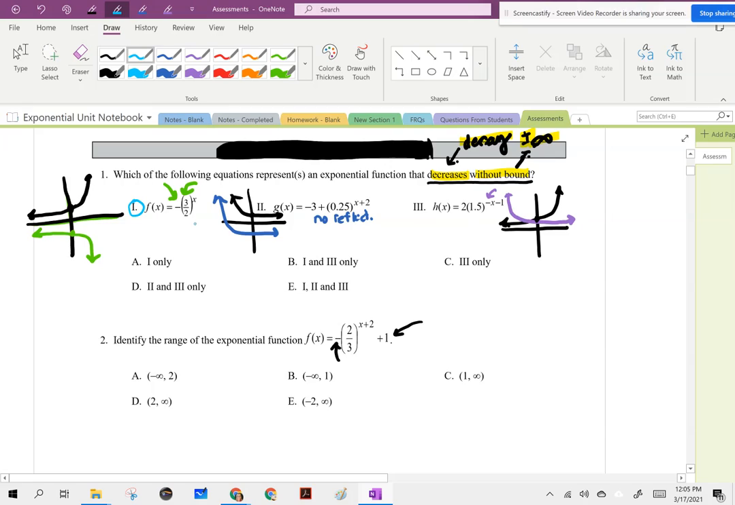So if you look at 1, the 3/2 represents growth, but it has 1 reflection. So that means it's going to be decay. All right. And remember that the parent would be the one in black. So this is growth with no reflections. And then the only reflection is against the x-axis. So right here, that is going to be decreasing without bound.